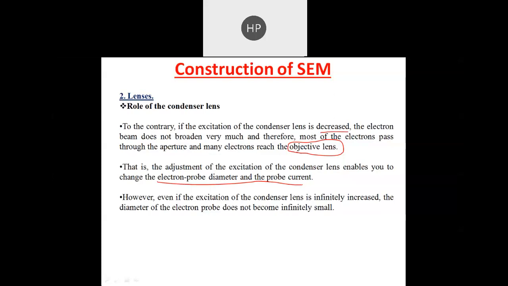However, even if the excitation of the condenser lens is infinitely increased, the diameter of the electron probe does not become infinitely small. So even if we increase it infinitely, the diameter of the electron probe still does not become infinitely small. So we have a certain limit, and only within that limit can we increase or decrease the range of the electron probe.